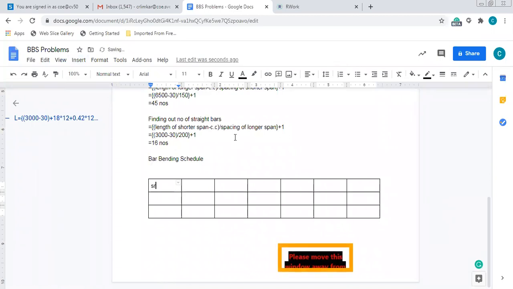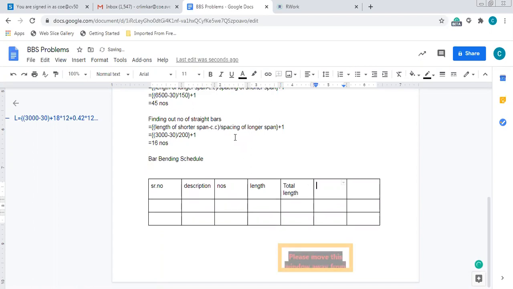The first column will be your serial number. Second column will be your description. Third column will be your numbers, number of bars. Fourth column will be length. Fifth column will be your total length. Sixth column will be your weight, and the last column will be your total weight. In this way you have to prepare the table for the final bar bending schedule.